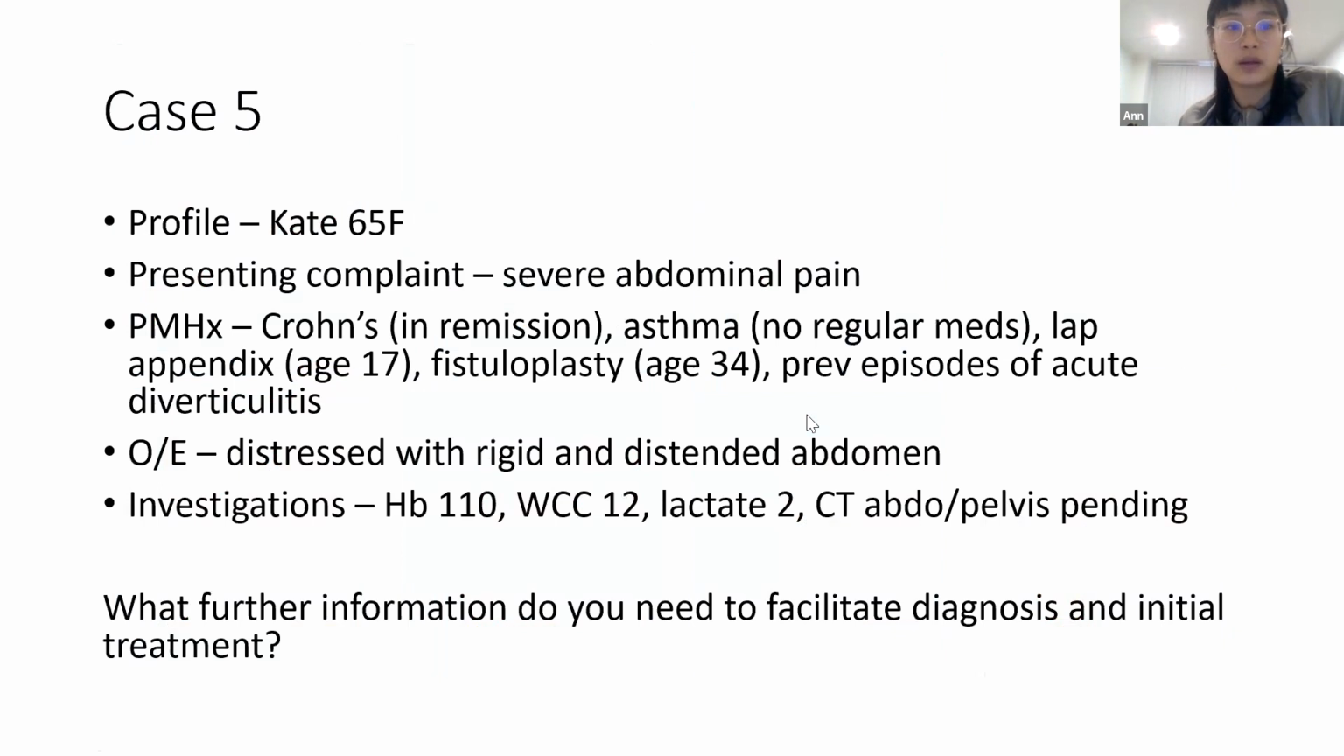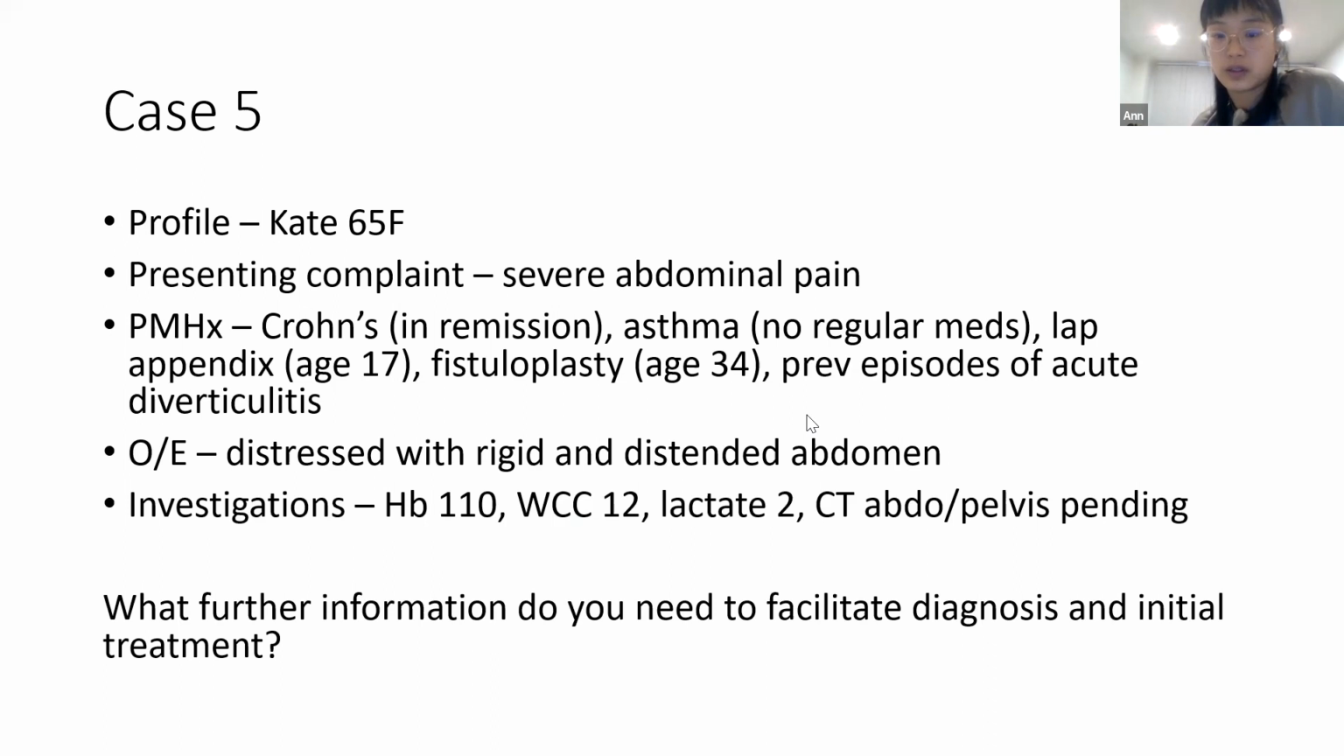No, okay. So case 5. Kate has aged another 10 years and she's now 65. She has represented again for severe abdominal pain. She has a history, as we know, of Crohn's, asthma, left appendix, fistuloplasty, and acute diverticulitis. So when she's come in today, she's quite distressed. She's got a rigid and distended abdomen.